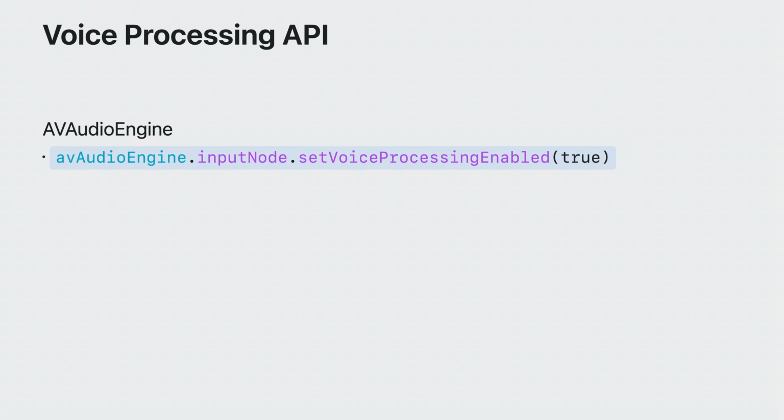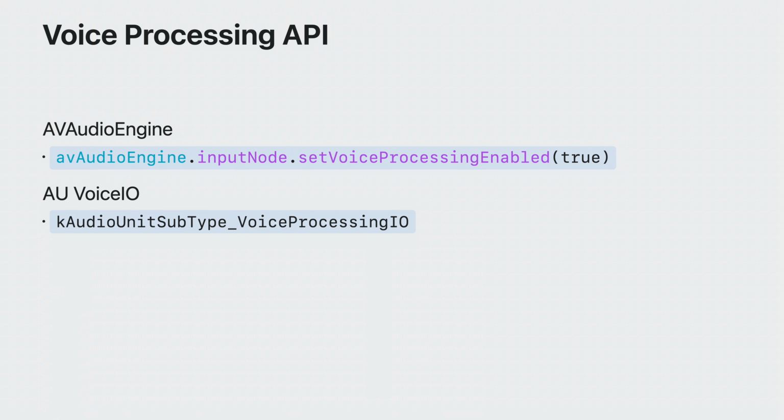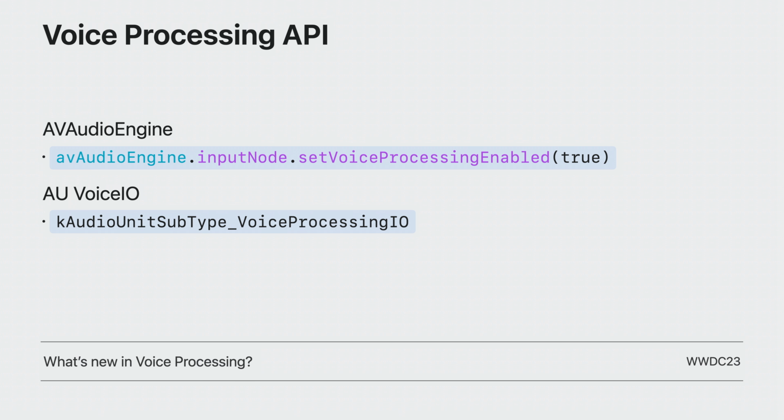You can take advantage of this by simply adopting existing iOS APIs now available on tvOS as well, in AVAudioEngine, where you'd only need to call setVoiceProcessingEnabled on the input node. You can also get access to this via the AUVoiceIO audio unit using the Voice Processing I/O subtype. For more details on our voice processing APIs and the capabilities they offer, please refer to our session, What's New in Voice Processing? And that's all the audio APIs that are new to tvOS 17 this year.